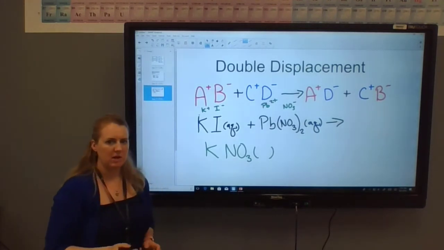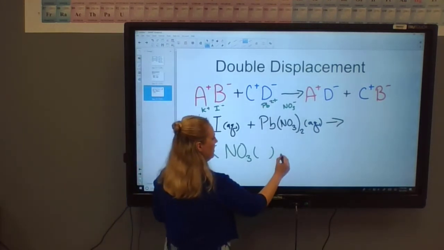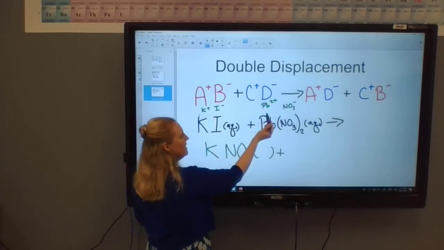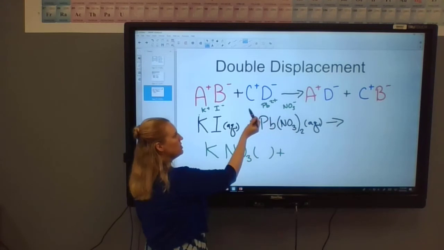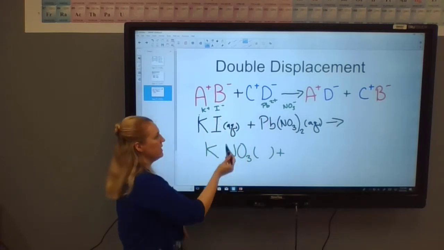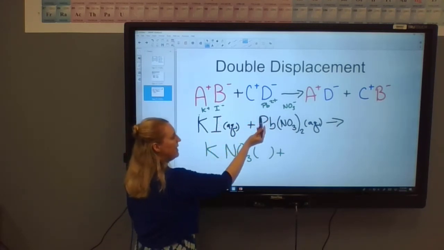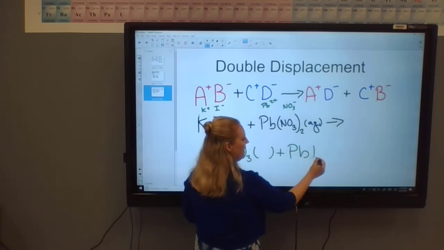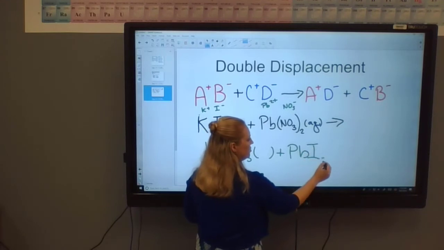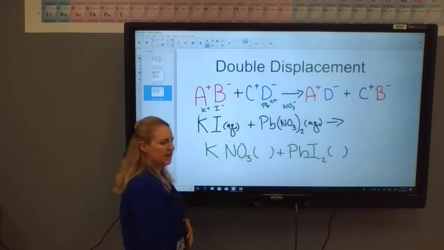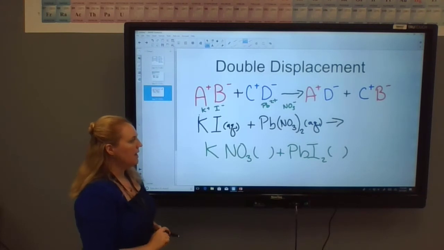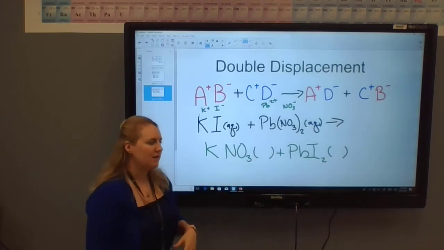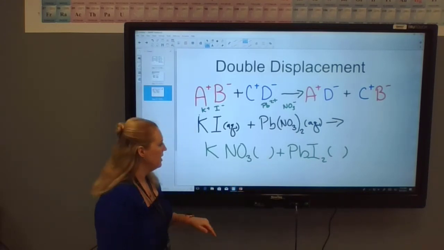Second compound, I have lead 2 plus and I have I minus. So because lead has 2 positive charges, iodide has only 1 negative, it's going to take 2 iodides to cancel out that 2 positives. So my second compound is going to be PbI2 in order to cancel out the charges. Now I need to see whether or not these are soluble. If they're soluble, they stay aqueous. If they're insoluble, they change to a solid. So the first one we have is potassium nitrate. Let's go back and look at our rules.